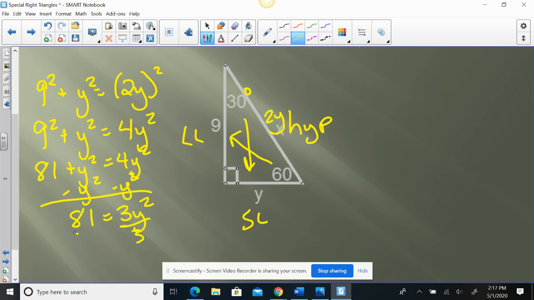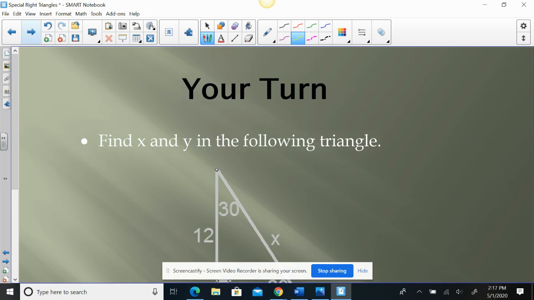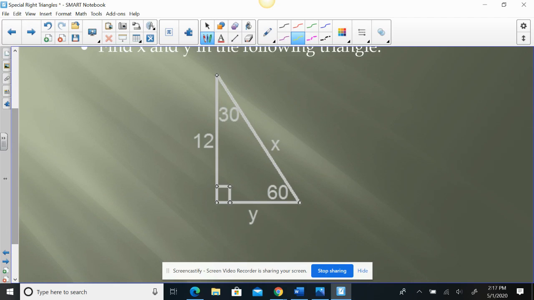So I can just use square root property. 81 divided by 3. 3 goes into 8 twice. That's 6, so there's a remainder of 2. 3 goes into 21, 7. So y squared is going to be 27, so I'm going to take the square root of 27. 3, 9. We did this one earlier. There's a pair of 3's. So that would make y 3 square root 3. And then my hypotenuse is just twice that. So 6 square root 3.